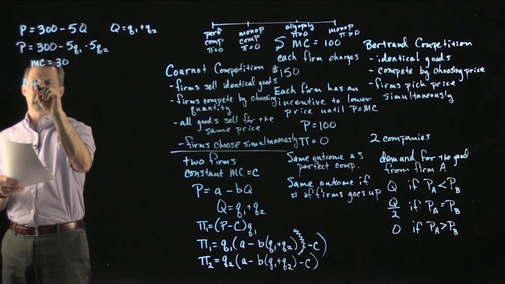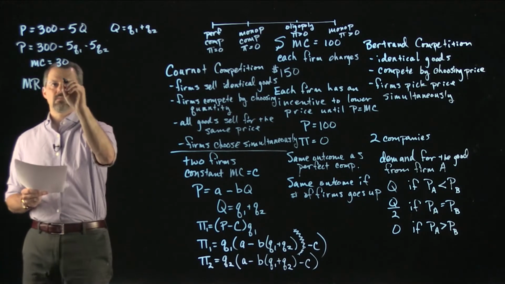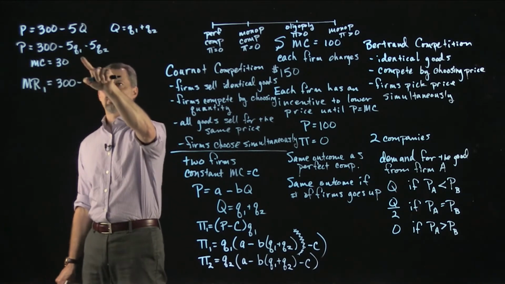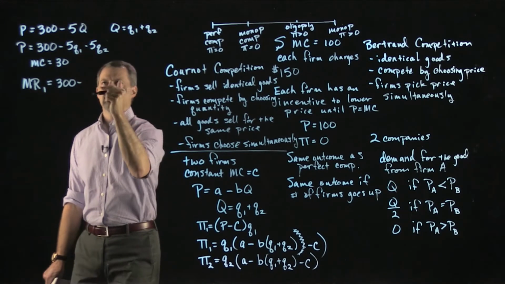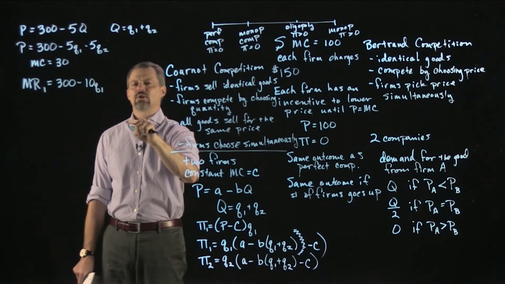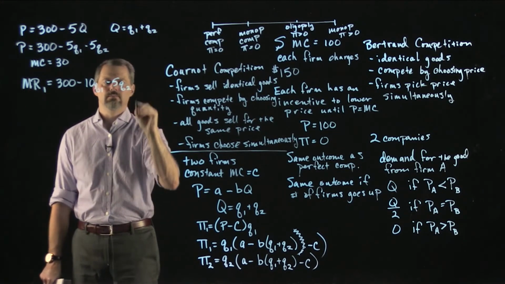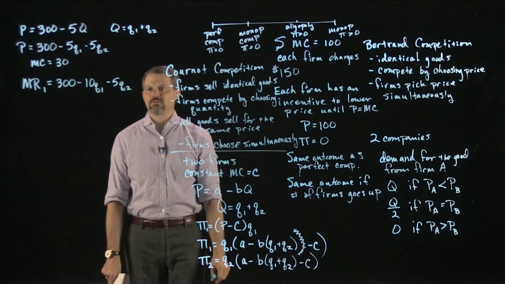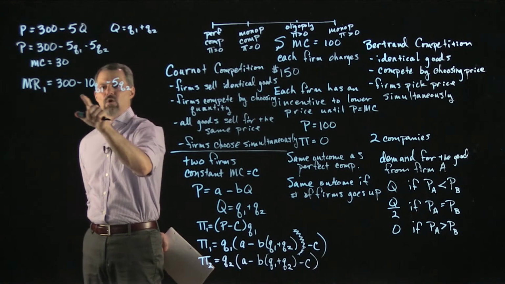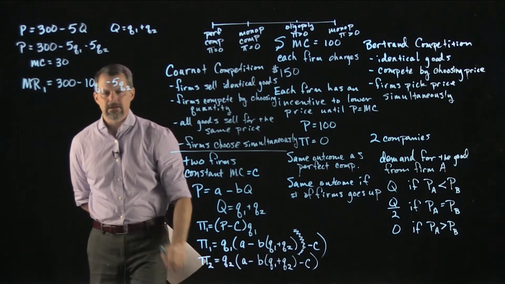Marginal revenue for firm 1. You take the same intercept, 300, and then you double the slope that corresponds to that firm. It's going to be minus 10Q1, but you leave the slope that corresponds to the other firm alone, minus 5Q2. There's marginal revenue for firm 1. So it's got the same intercept, and in terms of firm 1's quantity, it's got twice the slope, but we leave this other term alone. Okay?